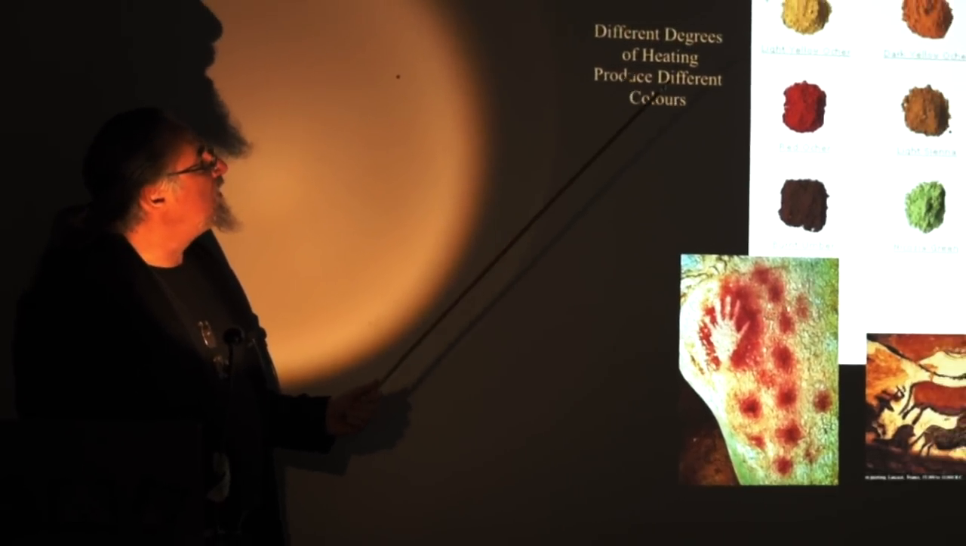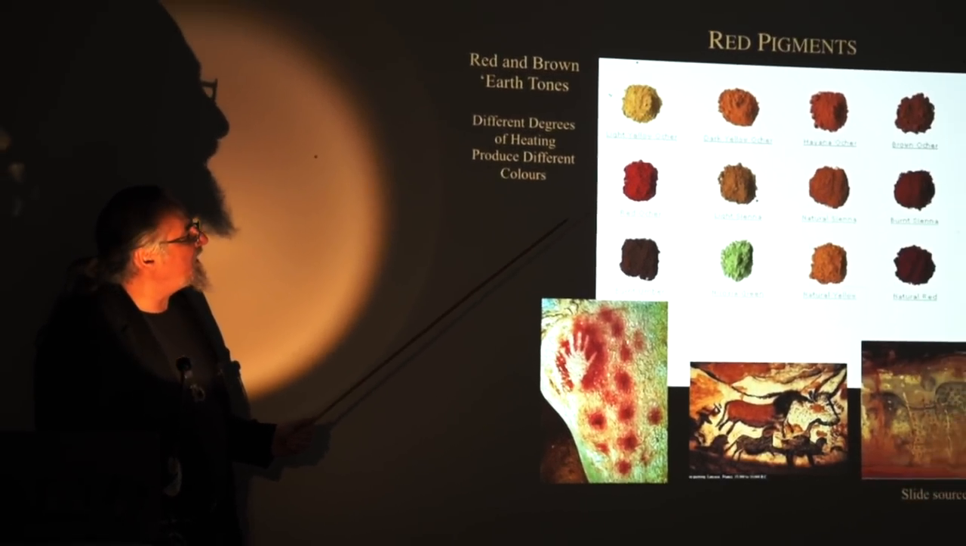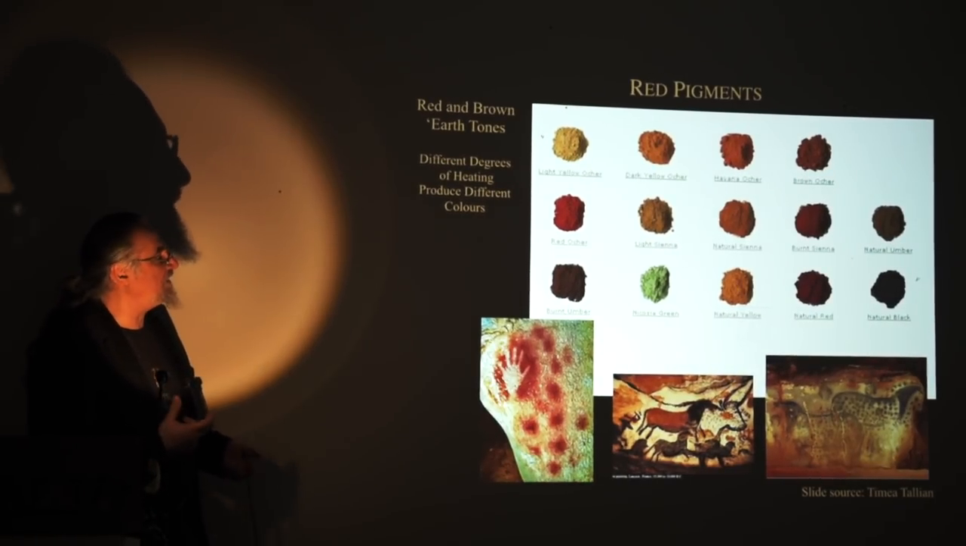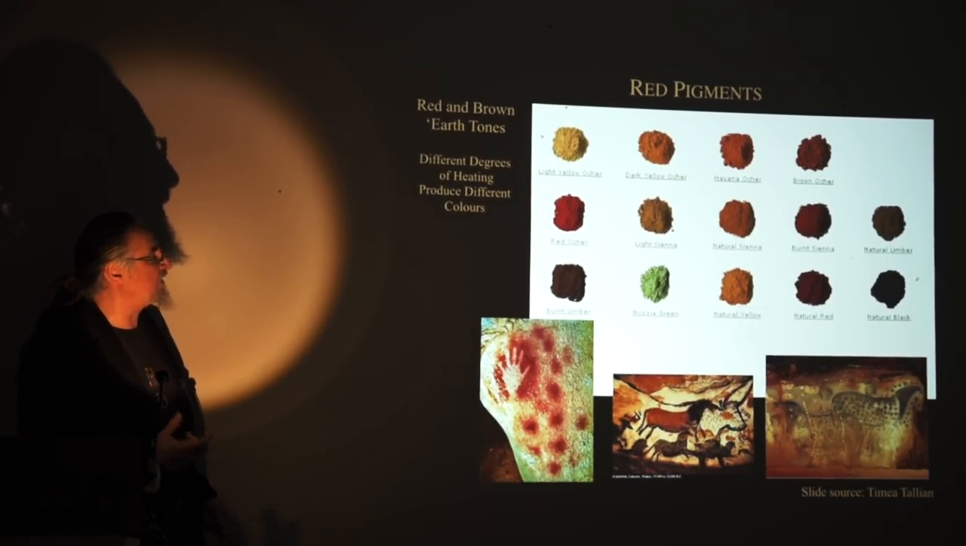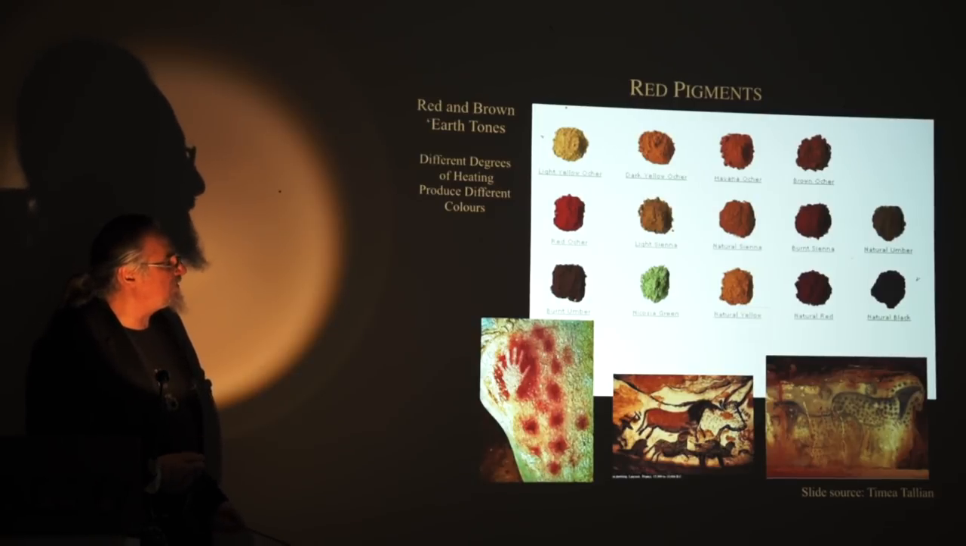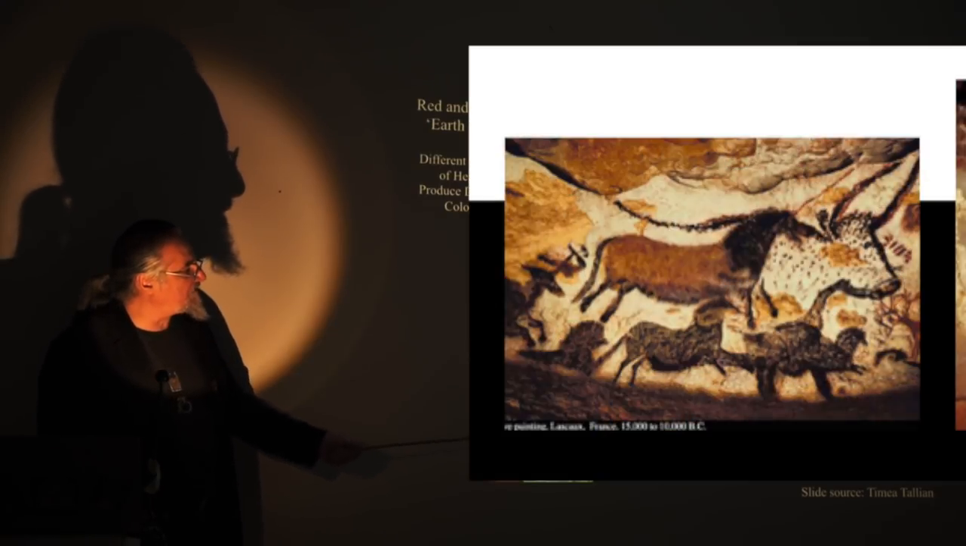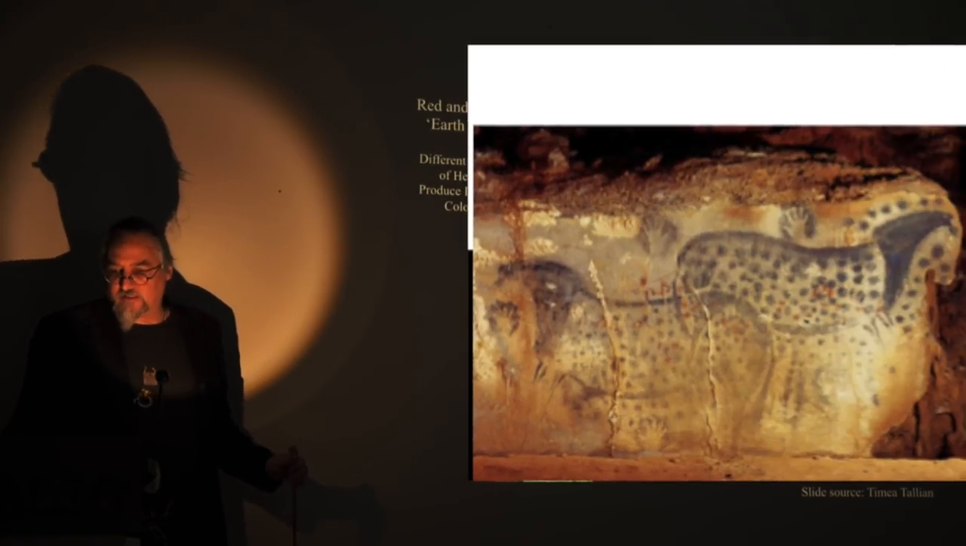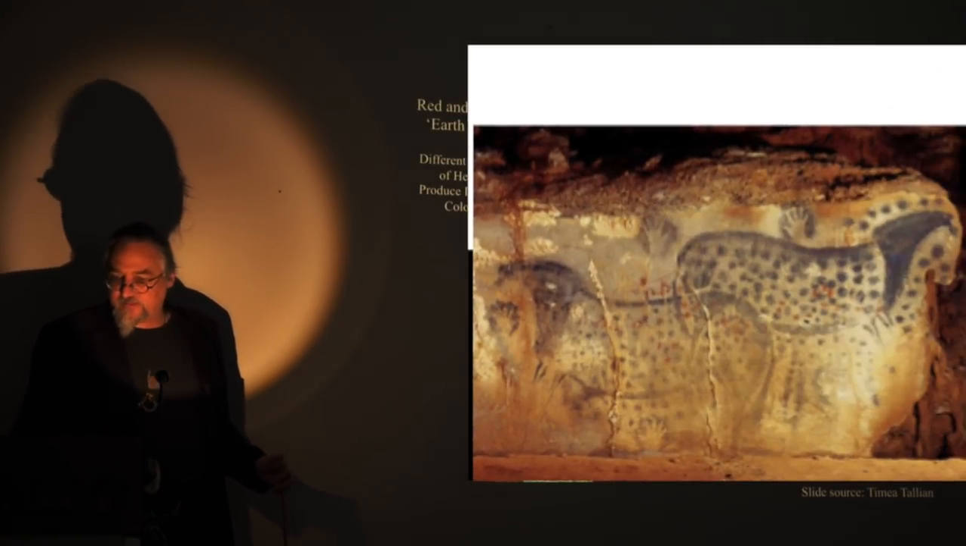The typical ochres, umbers, siennas, all of them are created through iron oxides in the earth and they occur naturally. They can then be ground and applied to the walls to create these beautiful ancient Paleolithic animal paintings.